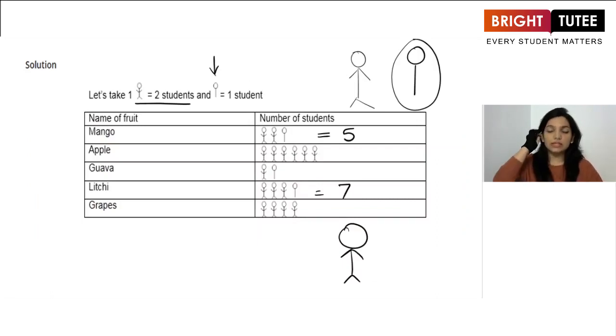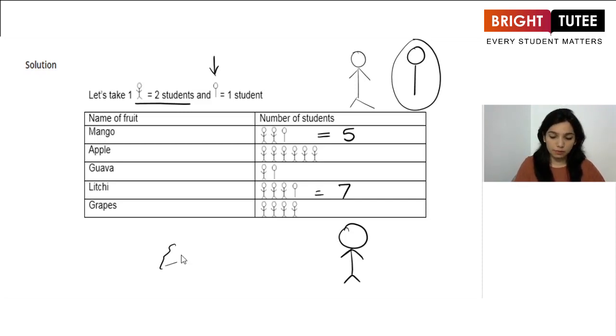Earlier we were using a complete face of a girl and half face if it was seen, so that half image was basically roughly half of that. Now we are exactly mentioning that if you see this half image, it is just representing one student. So this is how we are using simple images, or we can say symbols, in order to draw these pictographs.